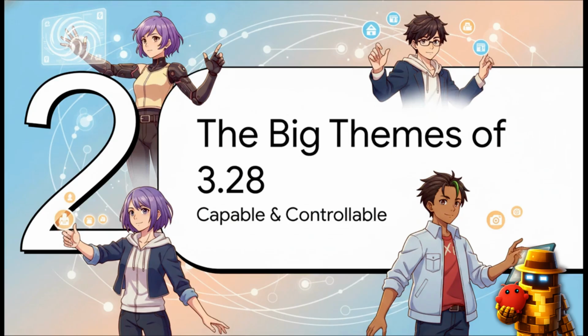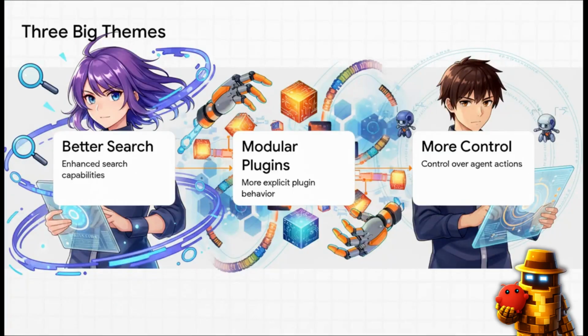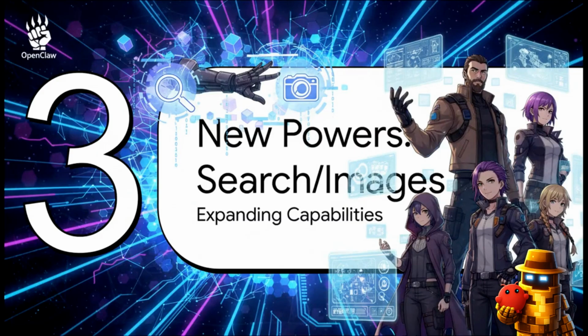Okay, so let's dig into the big ideas behind version 3.28. What's the philosophy here? Well, this release really makes OpenClaw feel less like a bunch of cool, separate parts and more like a single smart system. It all boils down to three things, really. First, giving agents way better search powers. Second, making plugins more modular, more like Lego blocks you can snap together. And third, giving you much tighter control over what the agent does. And that balance is everything, right? Because an AI agent that's super powerful but out of control isn't useful, it's just risky. You need both.